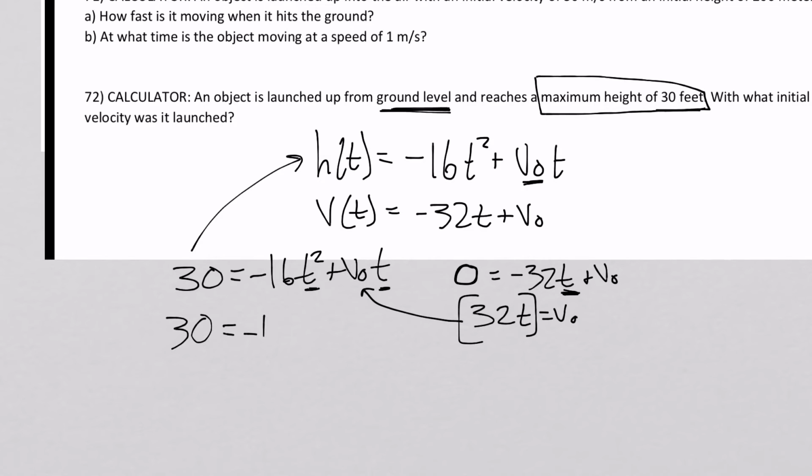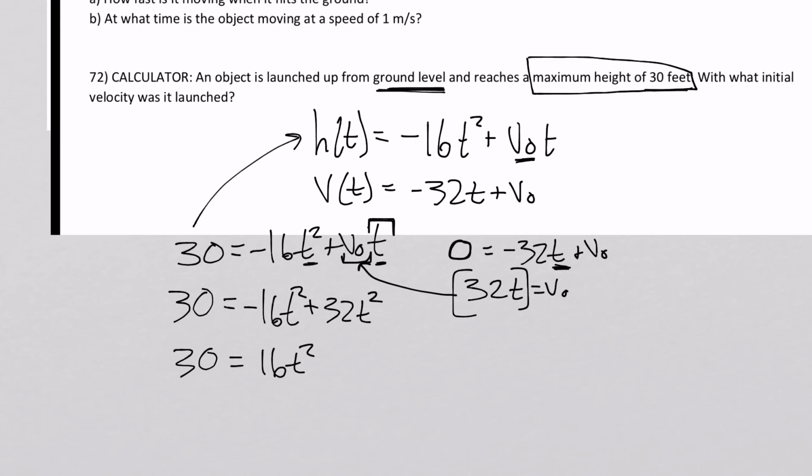30 equals negative 16t squared plus 32t squared. Because v naught is 32t, that's going there, and then I'm multiplying it by another t, so that will give me t squared. Simplifying, 30 equals negative 16t squared plus positive 32t squared gives me a positive 16t squared. So divide by 16 on both sides. 30 divided by 16 equals t squared.